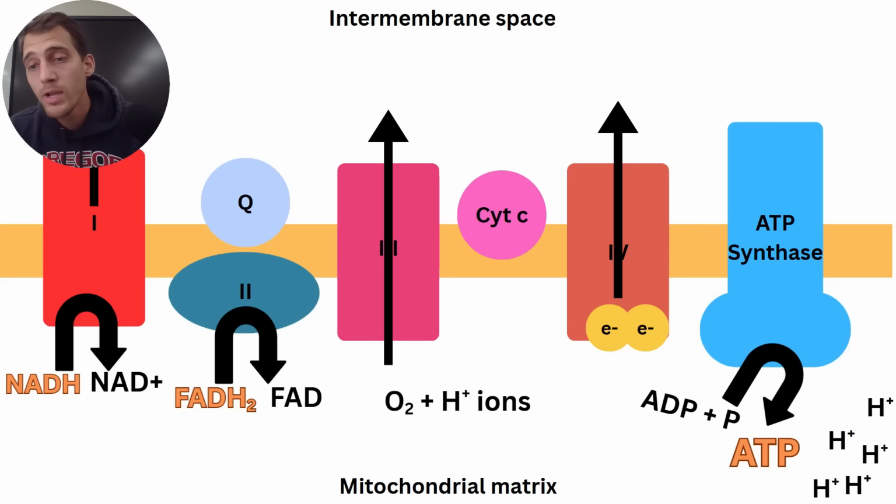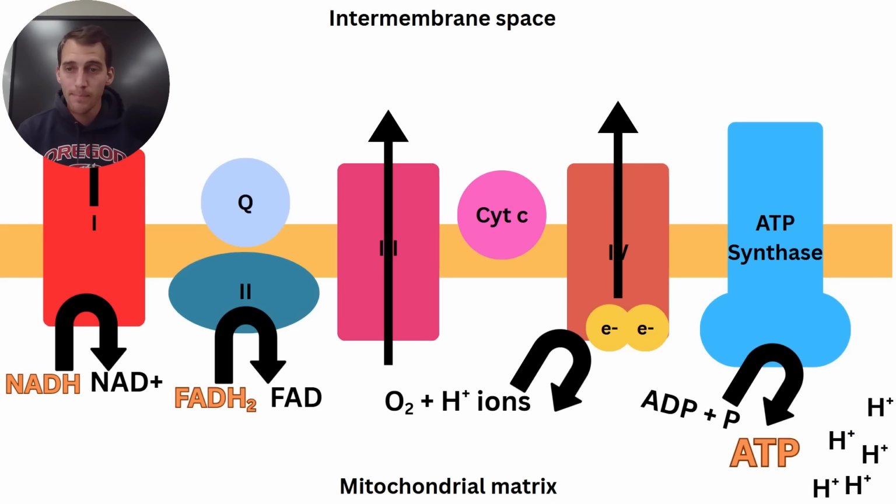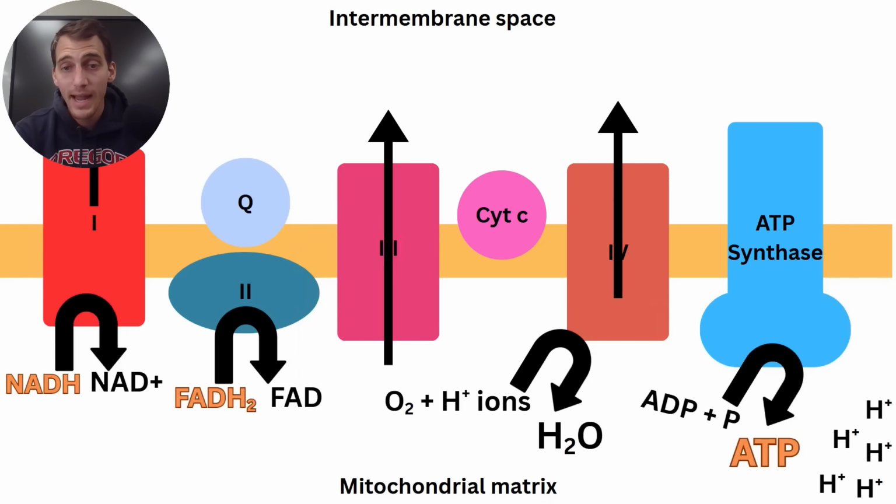Ready? Oxygen is what we call the terminal electron acceptor. These electrons need to go somewhere, all right? They can't be sticking around here forever. They're going to block up this whole chain. We need to pass along more electrons and power this whole process to make ATP. So these electrons need to go somewhere, and what's going to happen is they're going to be picked up by oxygen.